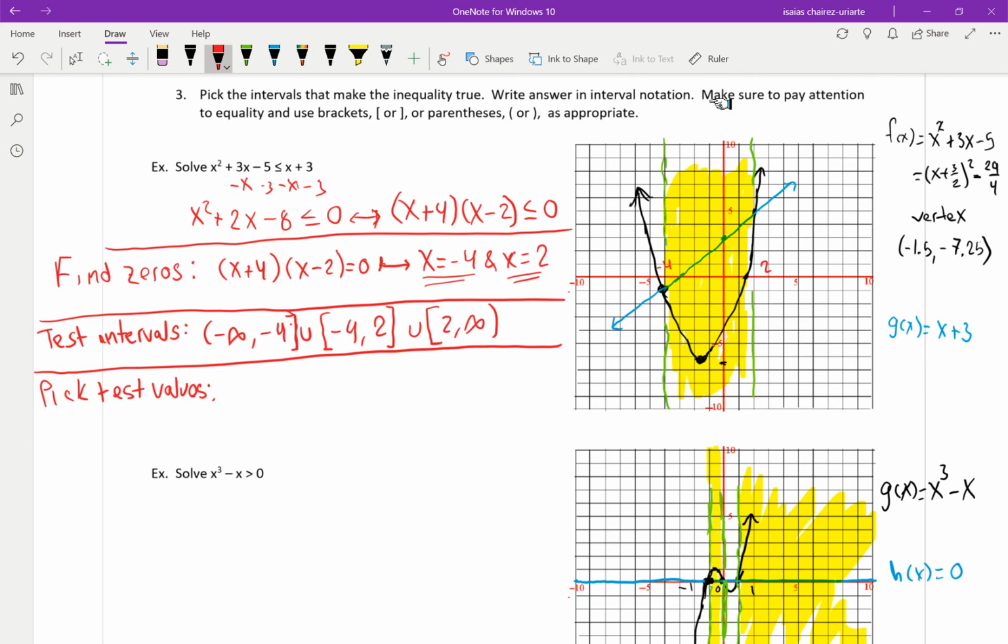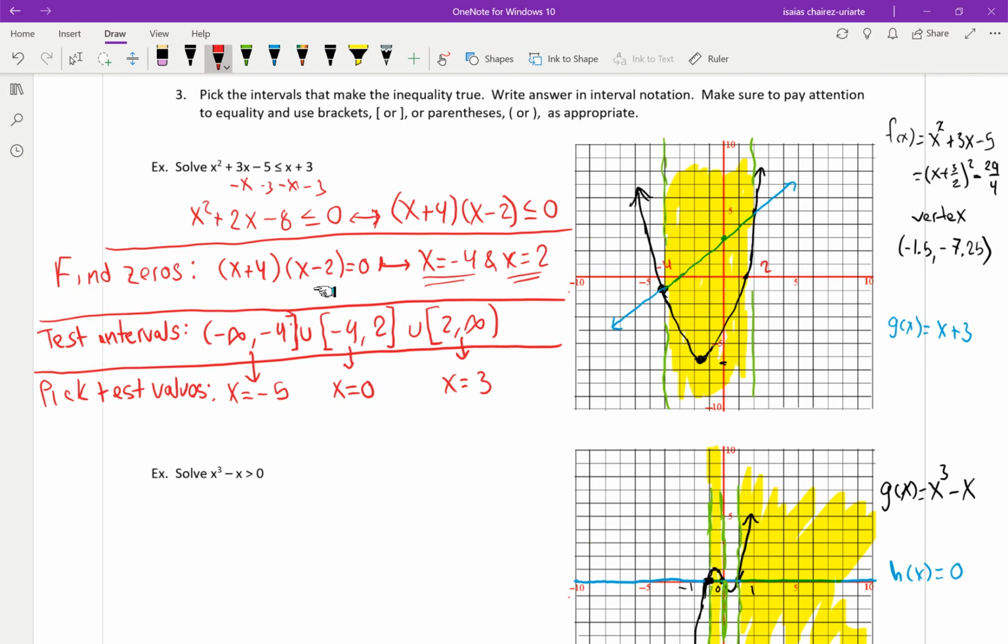And so then, for instance, from the interval -infinity to -4, I am going to pick a test value. So I might say, I don't know, x equals -5. From this test interval, I'm going to pick an x value. I don't know, let's say x equals 0. From this test interval, I'm going to pick a value. I don't know, let's just say x equals 3. Yeah? All right, so I pick some test values.